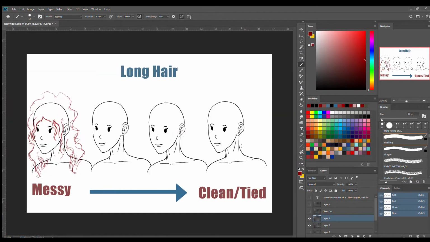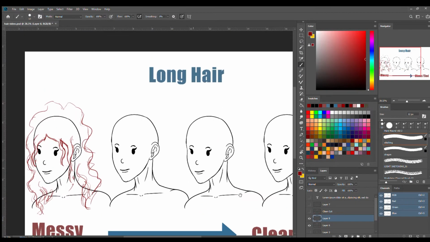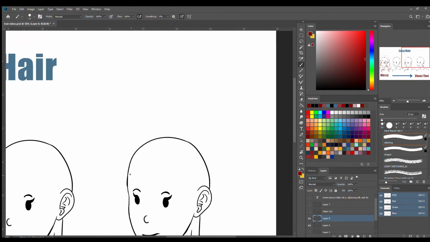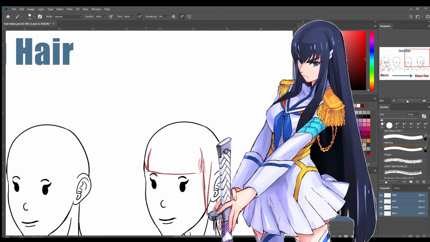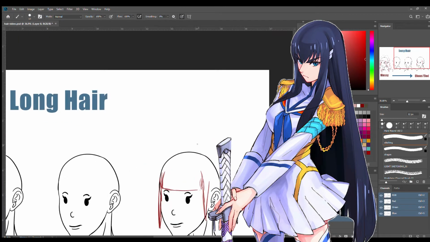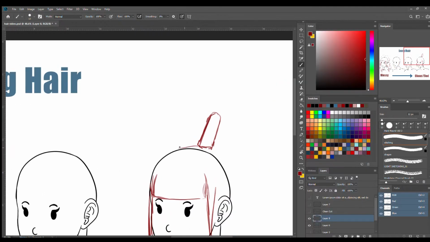Now for this one, I was going for a super disciplined character. Clean tight hair is a great symbolism of discipline. Going back to Kill la Kill, Satsuki is a great example of this. She's probably the character with the most composure for the first half of Kill la Kill, and her character design screams composure, although it's not tied like in my example.